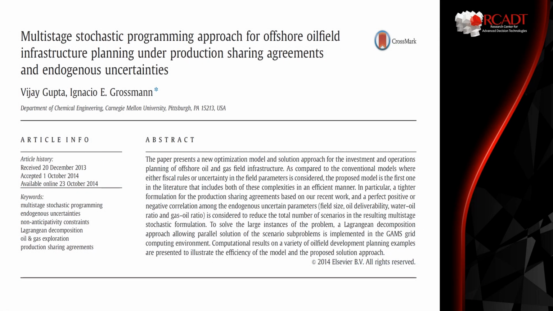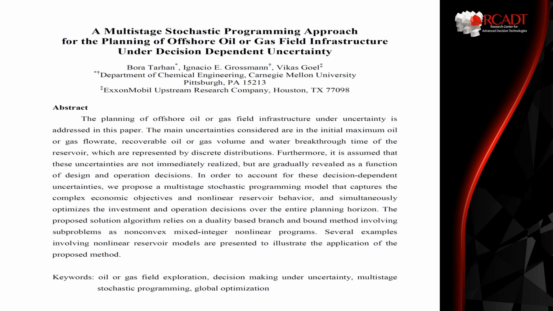Two papers have been taken as a reference to structure the proposed model. They are Multi-Stage Stochastic Programming Approach for Offshore Oilfield Infrastructure Planning Under Production Sharing Agreements and Endogenous Uncertainties, and a Multi-Stage Stochastic Programming Approach for the Planning of Offshore Oil or Gas Field Infrastructure Under Decision-Dependent Uncertainty. Slides from one of the authors of the papers, Dr. Ignacio Grossmann, Director of the Center for Advanced Process Decision-Making at Carnegie Mellon University, have been used.